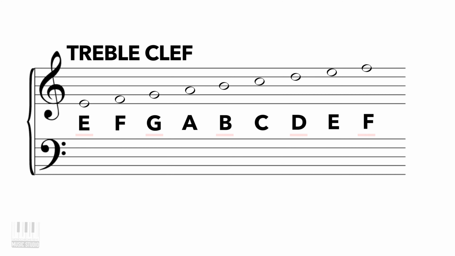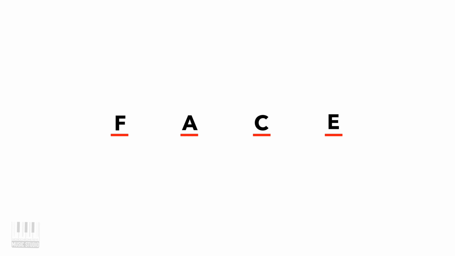With regards to space notes, the first one is an F, the second one is an A, the third one is a C, and the fourth and last one is an E, which makes the word face. This way you can easily remember where the notes go on the treble clef. The other clef I mentioned was the bass clef.